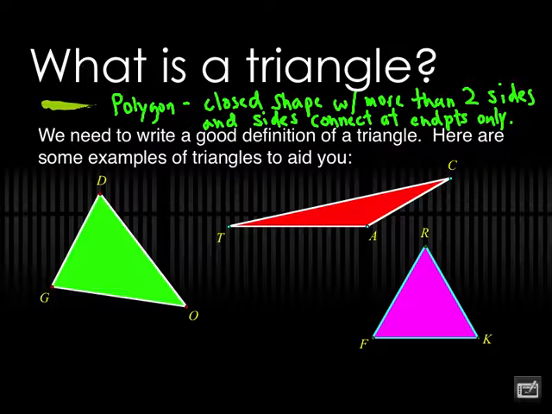Hey Rex, what's a triangle? A triangle is a polygon with 3 sides. I like it. Good, good.